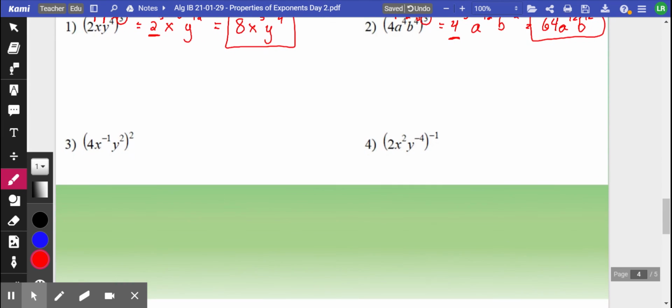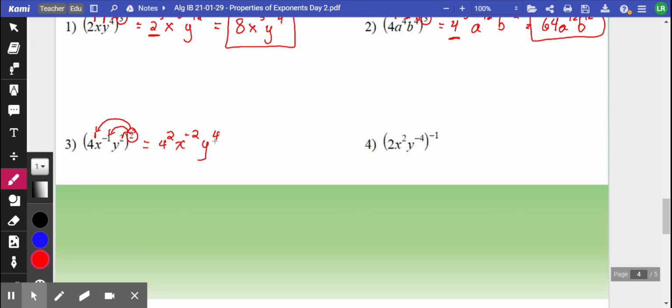For number 3, remember this is 4 to the first, and we have the power property. So for the 4, 2 times 1 is 2. For the x, 2 times negative 1 is negative 2. And for the y, 2 times 2 is 4.